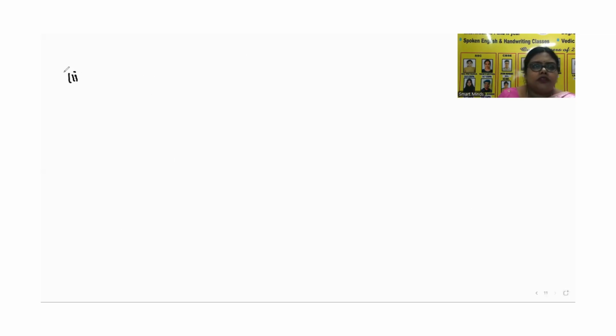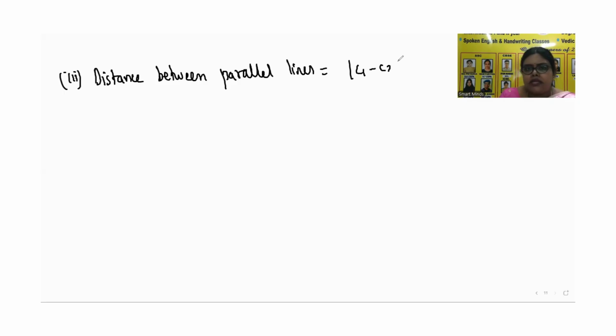Now we shall prove the third bit. What is the third bit? Distance between parallel lines. But from straight lines chapter, we know that distance between parallel lines is given by mod C1 minus C2 by root over A square plus B square. We have a formula for this. So now we will take C1, C2 as n1, n2 and A and B as L and M.